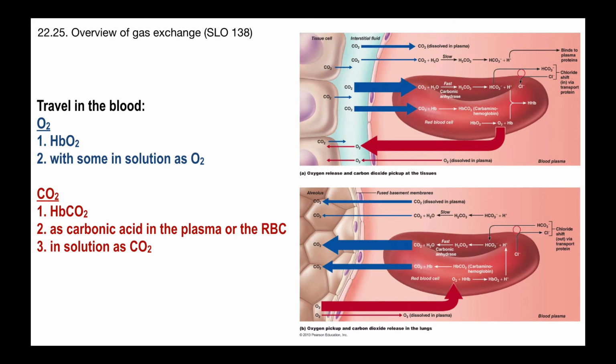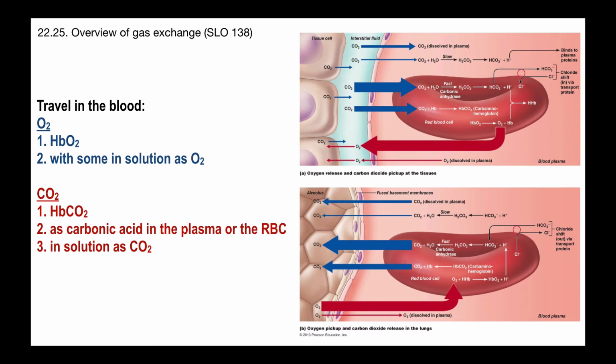Carbon dioxide, on the other hand, has a few different choices. It can travel in association with the globin chains of hemoglobin, which is what we call carbaminohemoglobin. It can also travel as carbonic acid, either made in the plasma spontaneously or made with the assistance of an enzyme in red blood cells, or it can travel as a gas in solution as carbon dioxide gas, again because it's a lot more soluble than oxygen is.